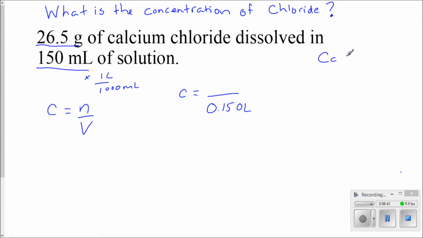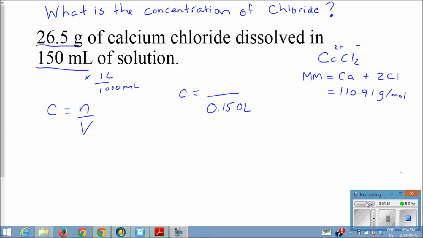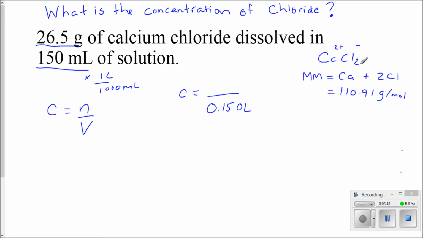So we keep in mind that our compound is calcium chloride. So remember there's two chlorides because the 2 plus comes down and then 1 negative comes down. We'd have to add up the molar mass. This is what we get.